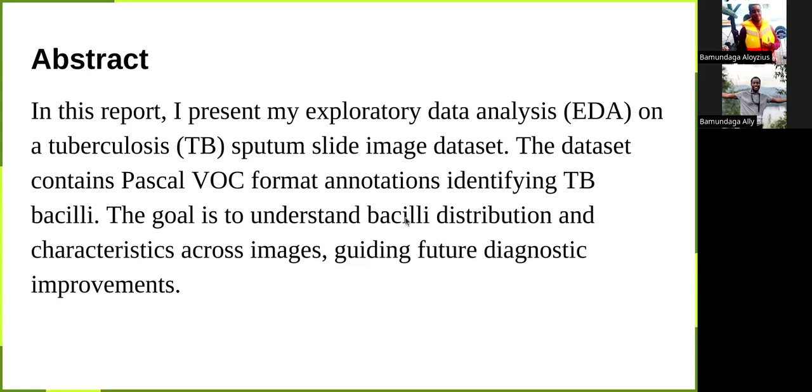So, abstract. In this report, I present my exploratory data analysis on a TB sputum slide image dataset. The dataset contains Pascal VOC format annotations that have the XML. They have XML and image components, whereby the XML stores the annotation information, and then the image is what is probably going to be mapped. So the goal is to understand bacilli distribution characteristics across images, guiding future diagnostic improvements.